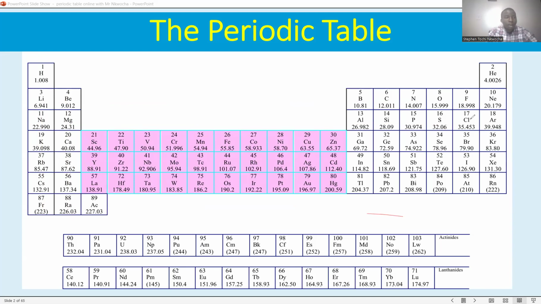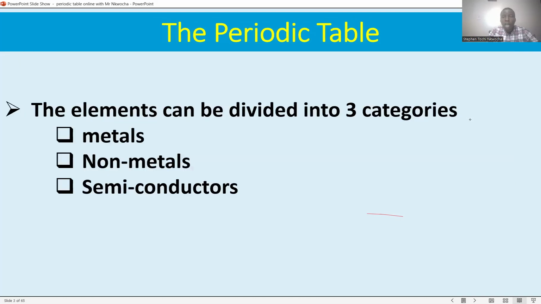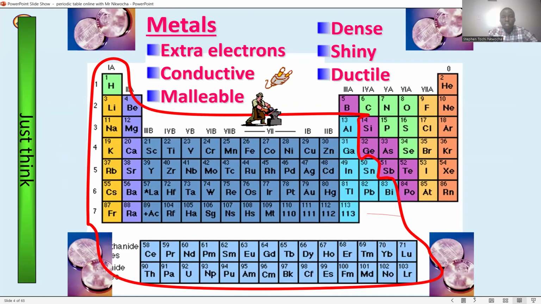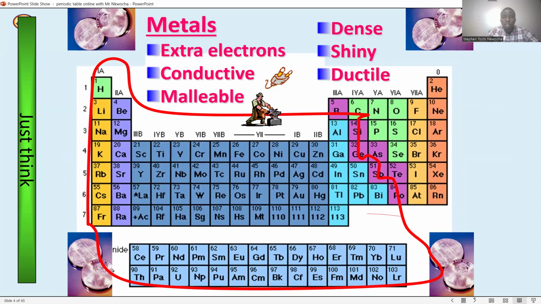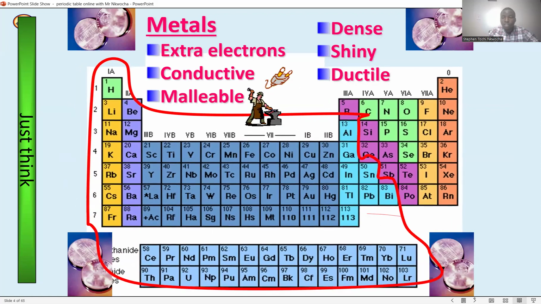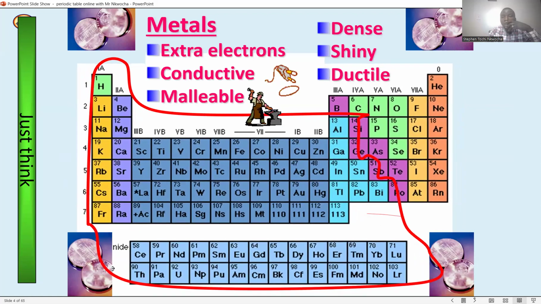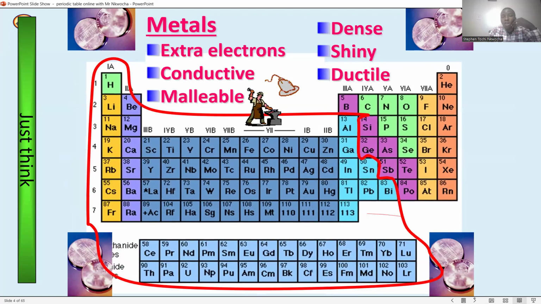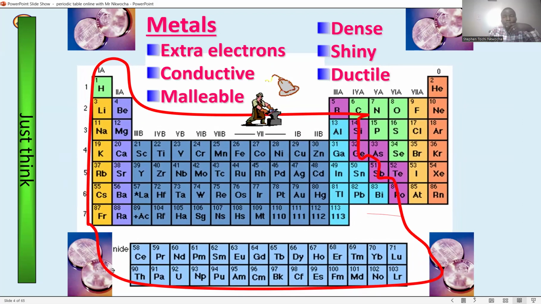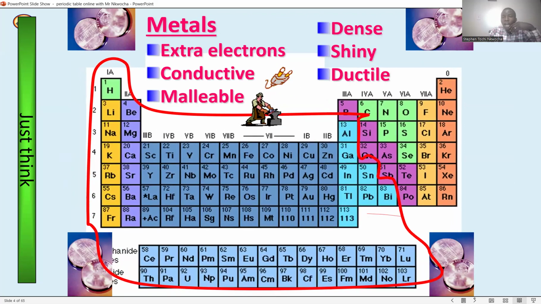Then I'll categorize this periodic table into groups: metals, non-metals. Sometimes I put them as semiconductors or transition metals, which is fine, but I think it's better we address them as semiconductors. So here are the metals that you are conversant with. You don't need to memorize too much. Now, the question is, if it is in the exam, how do I know which one is a metal? Very, very important.